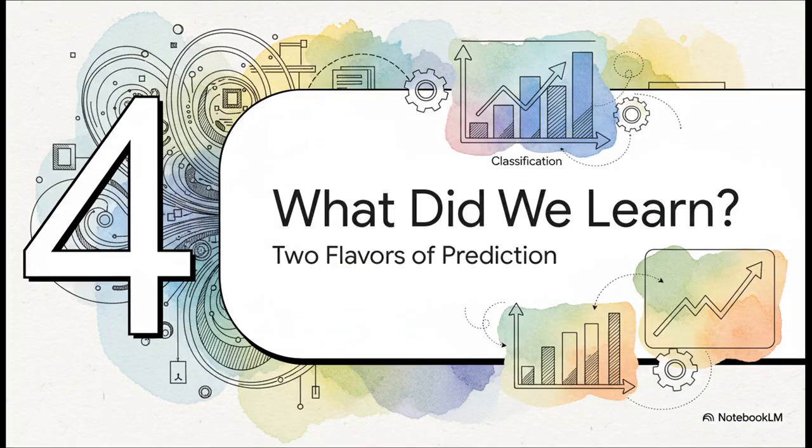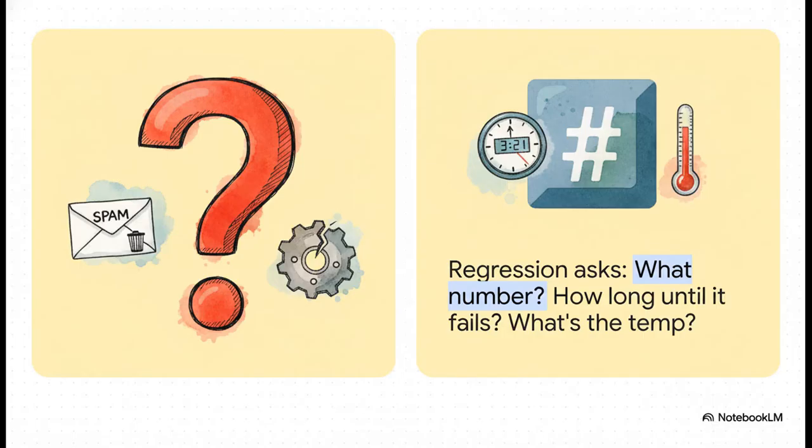So after all of that, let's just zoom out for a second and summarize what we've really learned here. It turns out that this huge, complex world of machine learning prediction really just centers on two basic ideas. At the end of the day, it's always one of these two questions. Classification is always asking, which group? Is this thing faulty? Is this email spam? And regression is always asking, what number? How long until this machine fails? What's the temperature going to be? Every single algorithm we looked at is built to answer one of those two fundamental questions.